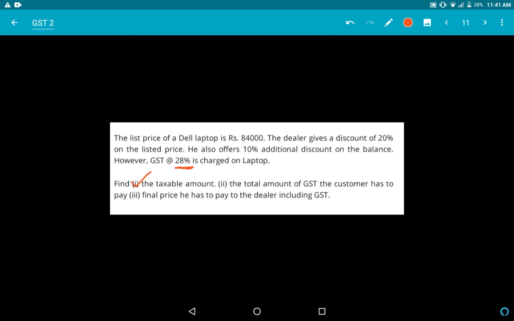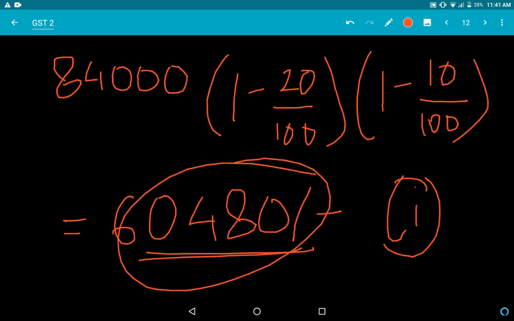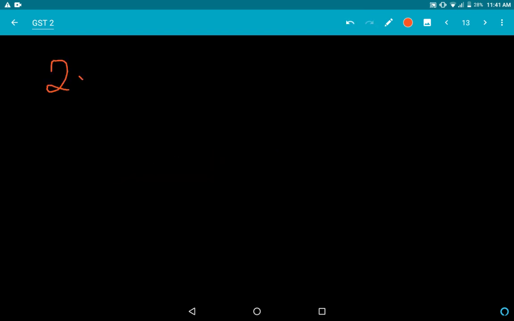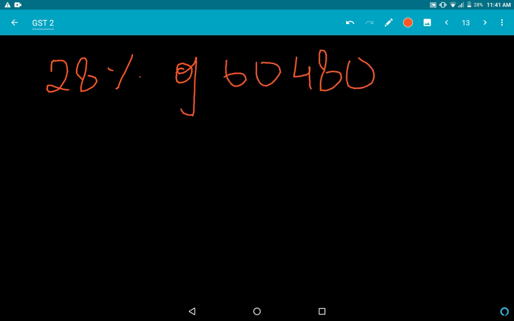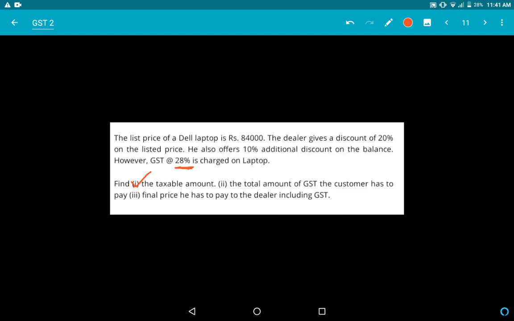Okay, I've done this. What is the total amount of GST the customer has to pay? So on this amount the GST will be applied. On this amount, so 28% of 60480. So this into 28 by 100. That is nothing but 16934.4 rupees. This much GST he has to pay. Understand? What is the final price? It's not given anywhere, so we will not consider like IGST, CGST. This is not that kind of a question.